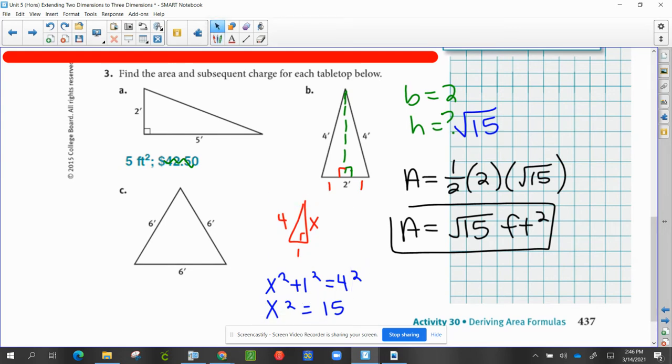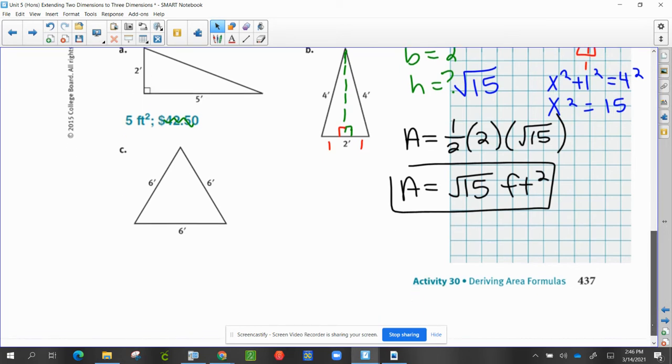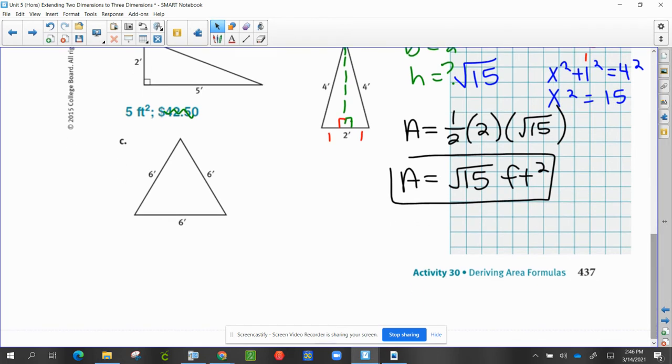I'm just going to move this work up here. That's out of our way for the next problem. Okay, but let's look at the next problem. In this problem, we have an equilateral triangle because all of those are the same distance.